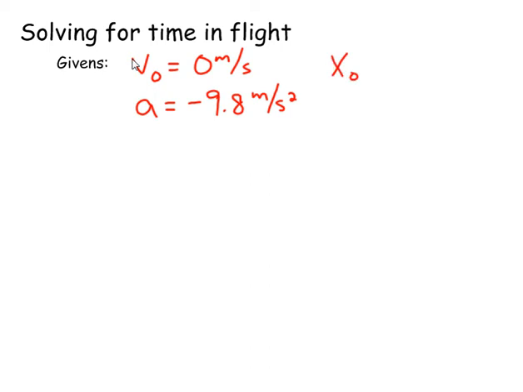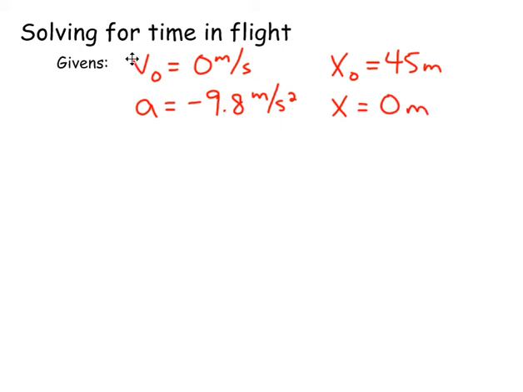So what we can do is we can now solve for how long the sphere is in flight, or in the air. So we're going to write down our givens. The initial velocity is 0 meters per second. Our acceleration throughout the whole problem, because the acceleration is constant, is negative 9.8 meters per second squared. I know that my initial position is 45 meters, and I know that my final position is 0 meters. So now I've got all my givens written out.